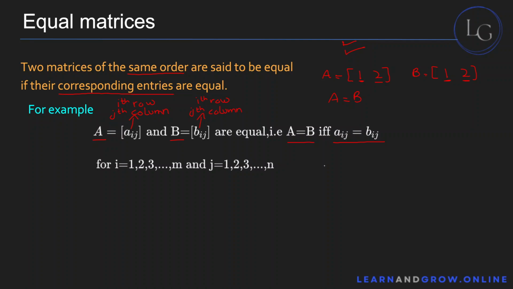So another example, just to clarify, is, let's just say we have matrix A here. It is 1, 2, 3, and 4. Matrix B, 1, 2, 3, and 4. They are both of the order 2 by 2, and their corresponding entries are equal: 1 and 1, 2 and 2, 3 and 3, 4 and 4. So A is equal to B.